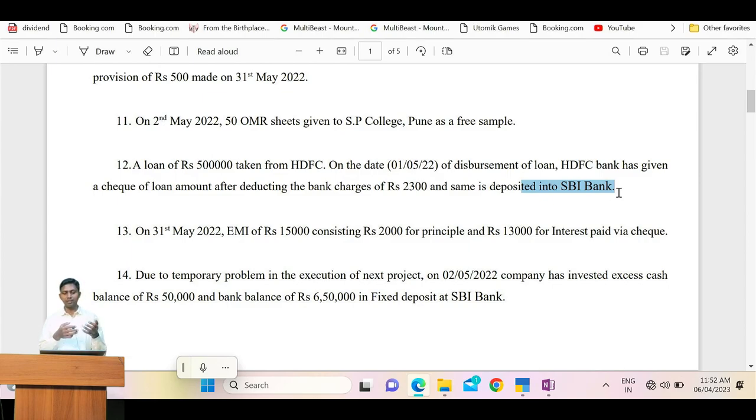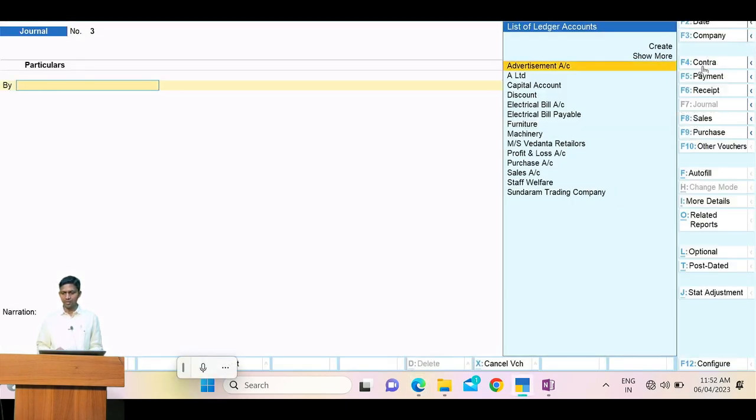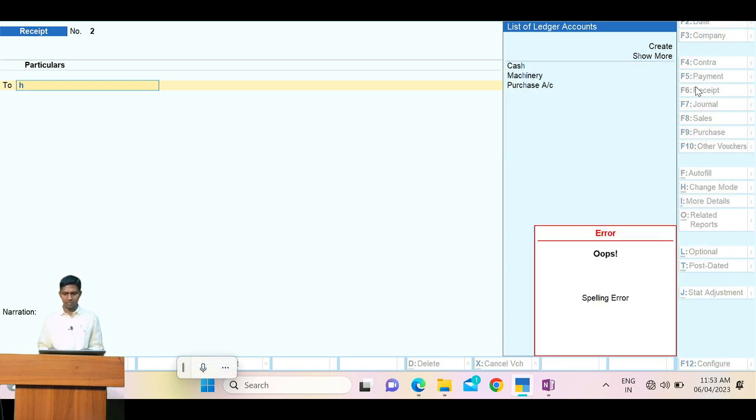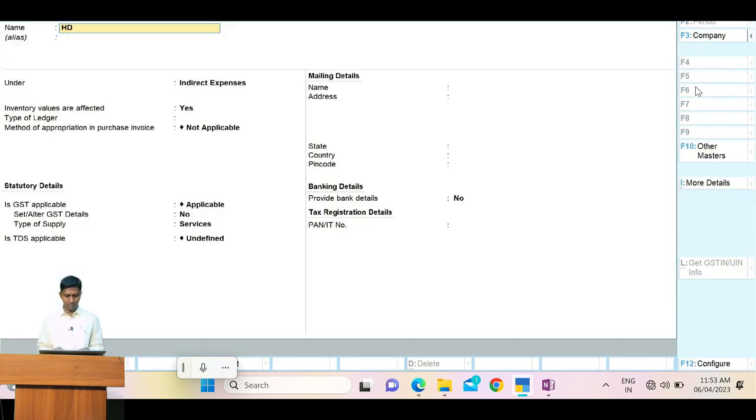And then we have got the disbursement of loan. That means we have got the check from HDFC. We have got the loan amount. As a business, we got this. This is a receipt for us. Therefore, in receipt voucher type, from whom? What I said in receipt, from whom you are getting, write that. If you know the entry, you can write. If you don't know, first write party. From which party or from which bank you are getting? From HDFC you are getting. Therefore, here HDFC. But if HDFC is not there, then create HDFC loan account.